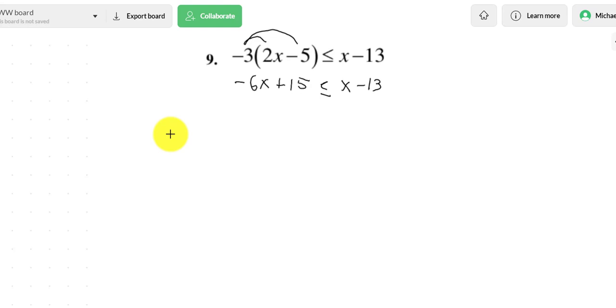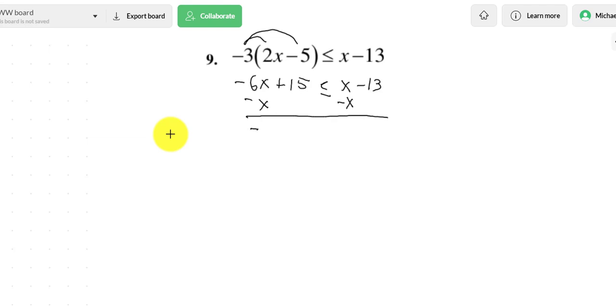And okay, so it looks like I have x's on both sides and I have numbers on both sides. So I want to get the x's to one side. So maybe I would subtract x from both sides, right? You could have also added 6x to both sides. Either way would work. Or you could subtract 15 from both sides. You don't have to do it the exact way I'm doing this.